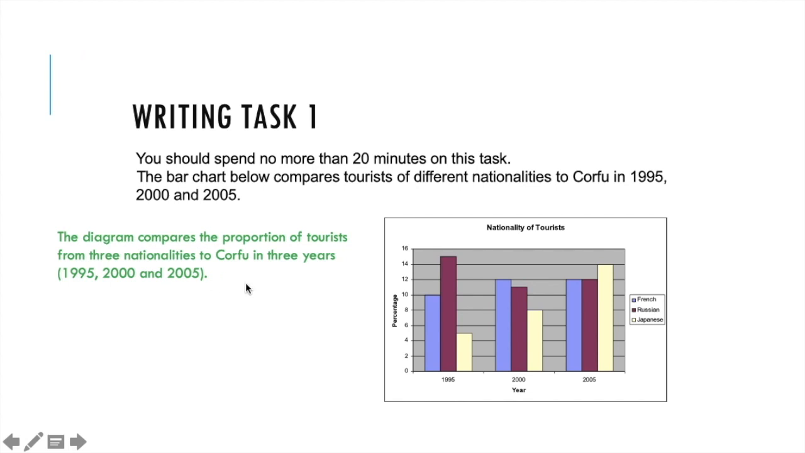Okay, so we do this rather than just copying. We do this to show that we understand the chart and we understand what's demanded by us in the question. Okay. Same when you do your writing tasks. You're expected to paraphrase the question in the introduction. So the writing task 1 is no different.